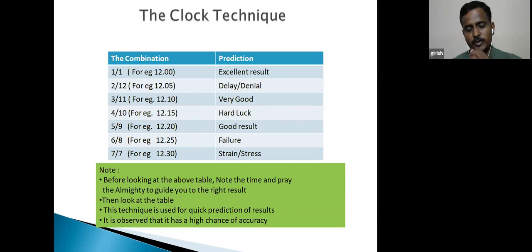Okay, you may feel, why should I learn all the other things when this clock technique is there? There are combinations where it fails. There may be times when your result may fail. So you cannot say that this technique is 100% accurate, but we have seen that you can say 90% of the times it works.